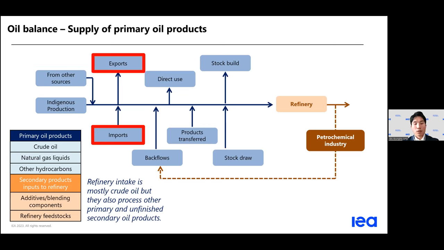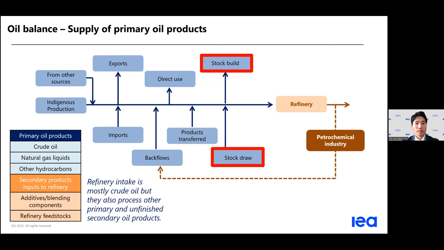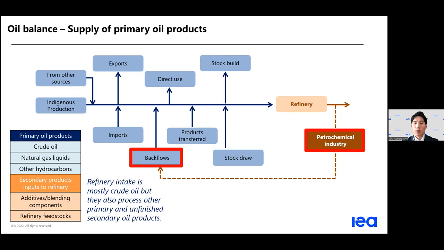We obviously have two trades, export and import. And similar to the gas, we can build and draw stock that is playing a key role to make a balance between supply and demand. And in the oil world, we have a petrochemical industry that is both a producer and consumer at the same time. And some of the products that are delivered to the final users can go back to the refinery process again for further processing. Then we use this flow called backflows.